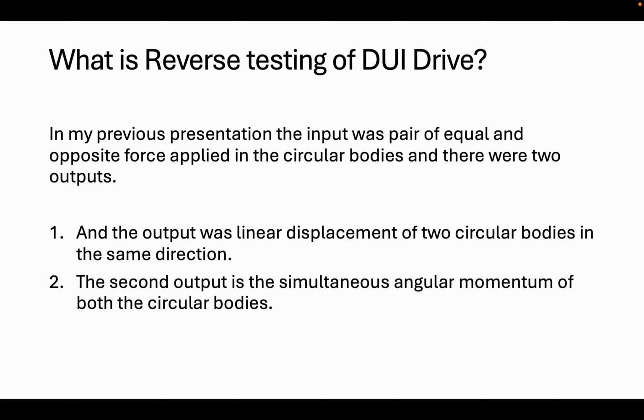In my previous presentation, the input was a pair of equal and opposite forces applied to the circular bodies, and there were 2 outputs. The first output was linear displacement of the 2 circular bodies in the same direction, and the second output was simultaneous angular momentum of both the circular bodies. To understand this slide, you have to see my previous presentation.